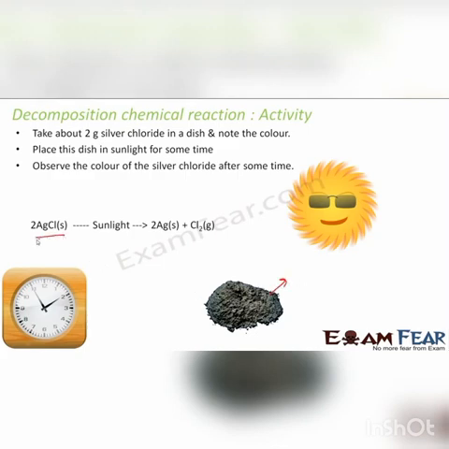Why did the color change? Earlier it was AgCl, silver chloride. In sunlight, this broke into silver and chlorine. This is the silver now, and we got chlorine gas. The gas evaporated. So if you see, this compound broke into two smaller compounds. And this is also one example of decomposition.